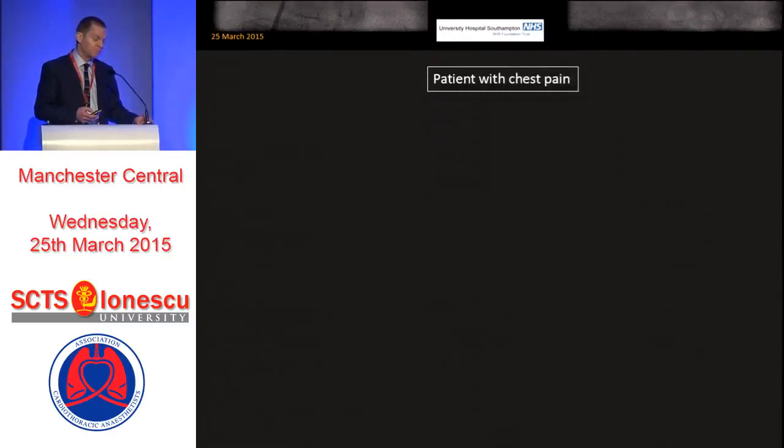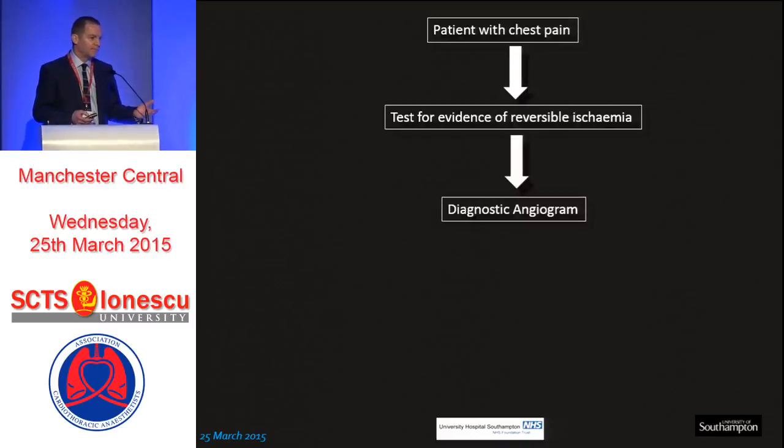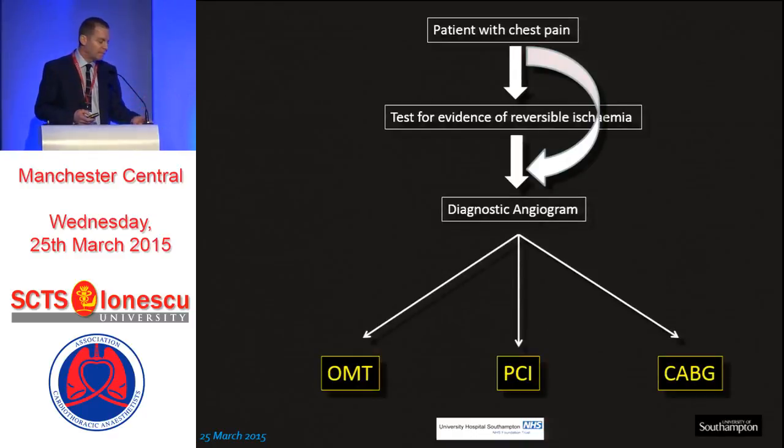It's scary. So our algorithm, when we see someone with chest pain, is we often look for evidence of reversible ischemia in a global way, and then we do an angiogram. And often nowadays, especially with the new NICE guidelines, we go straight for an angiogram, which I think is debatable. And then we have 3 main management options.